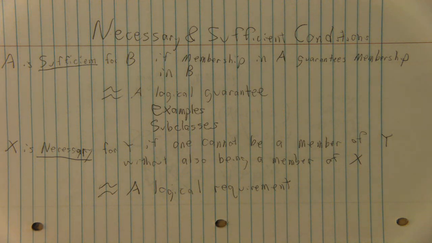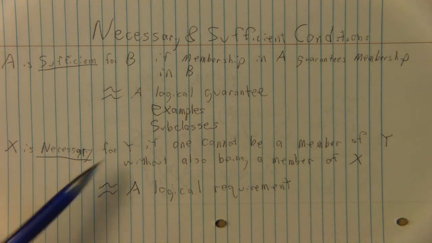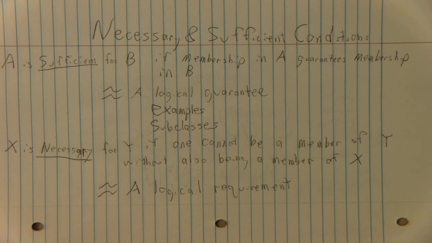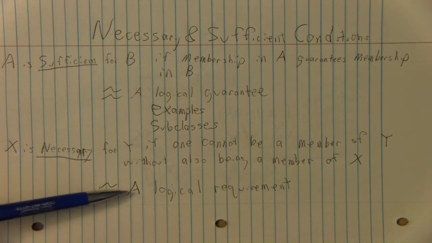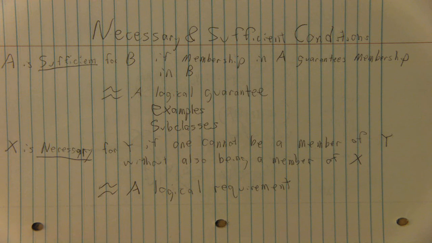The other logical relation is necessary conditions. So X is necessary for Y if one cannot be a member of Y without also being a member of X. So approximately what's that saying? It's a requirement. It's a logical requirement. One must be the case for the other to be the case. So what's an example of a logical requirement? There's one on your syllabus. Taking all the exams is a necessary condition for passing the course.